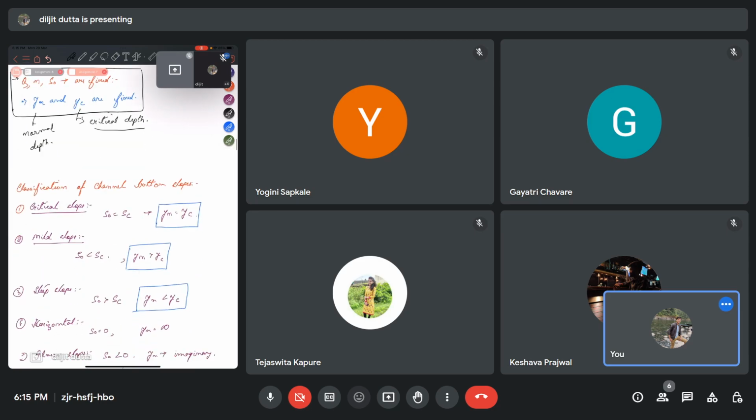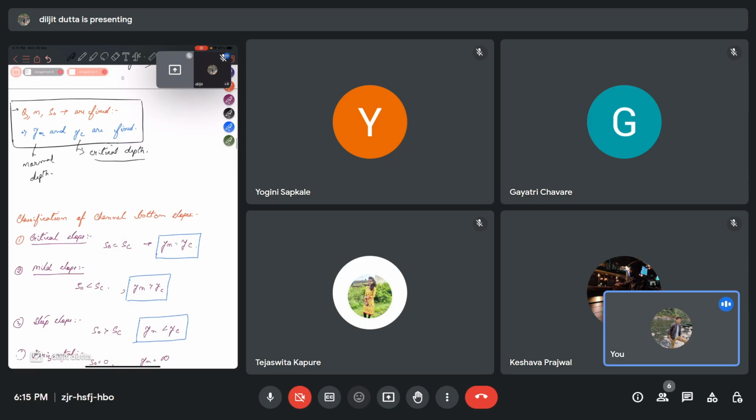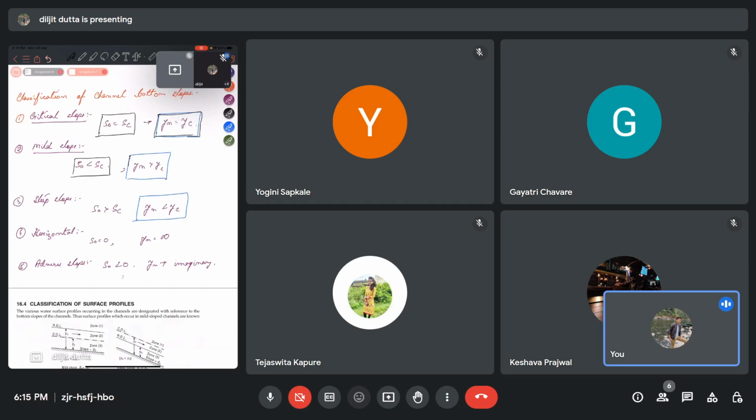Based on the relation between y and the normal depth and critical depth, we can classify the slopes into 5 types. The first type is the critical slope, when S naught equals Sc, that is normal depth is equal to critical depth. Secondly is the mild slope, when the normal depth yn is greater than critical depth and the bed slope is less than critical slope. Thirdly, we have the steep slope. Here S naught is greater than Sc, that is the bed slope is greater than critical slope and the normal depth is less than critical depth.